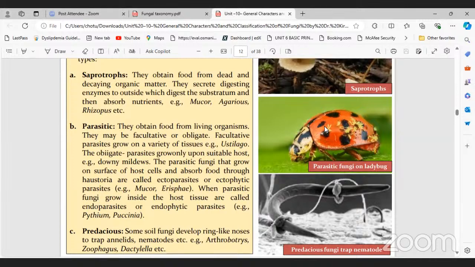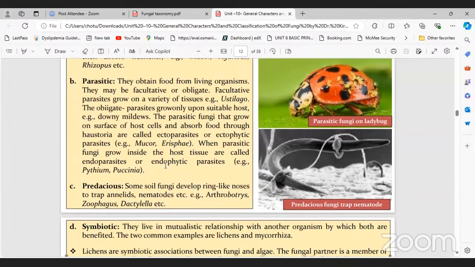Parasitic fungi that grow on the surface of the host cell and absorb food through haustoria are called ectoparasites or ectophytic parasites. Examples are Mucor and Erysiphe. When parasitic fungi grow inside the host tissue, they are called endoparasites or endophytic parasites. Examples are Puccinia and Pythium. You can observe these two types of parasitism.